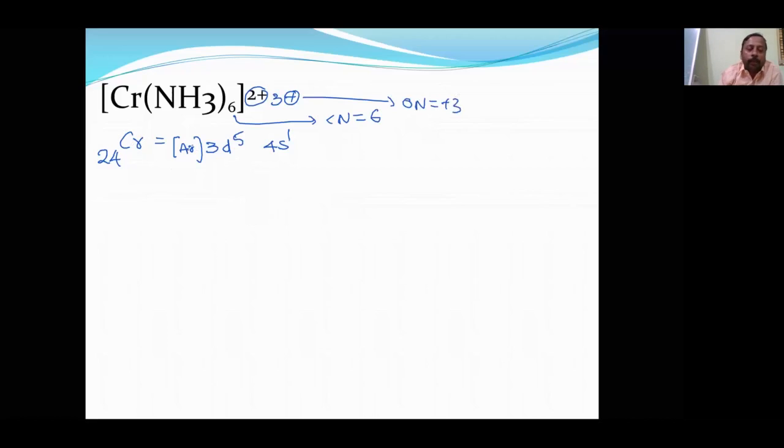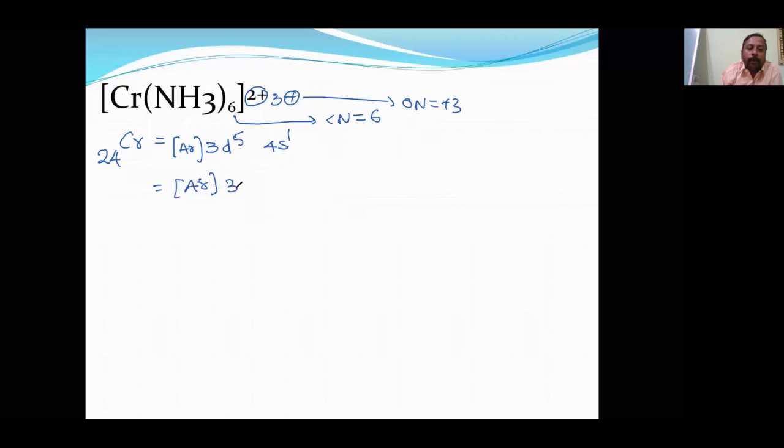All the best. So there are some changes here. Let me explain. The coordination number is 6 and the oxidation number is 3. Now let me remove the 3 electrons, leaving 4s0 3d3. Now there was a question.